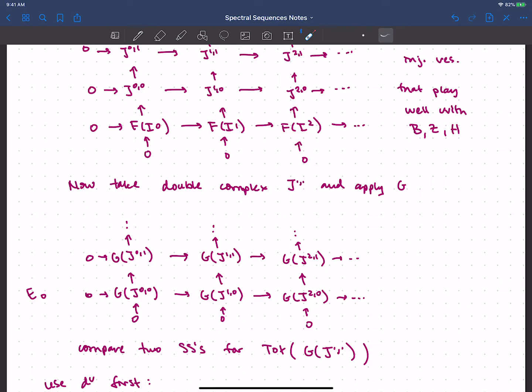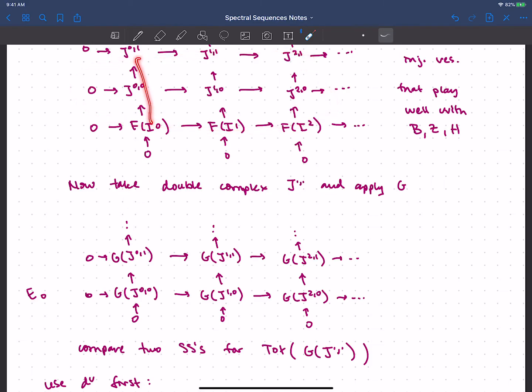So let me say again, if I go back to this complex, I look at the bottom line and I've got F applied to my injective resolution for A. And if I take homology with respect to that complex, just those horizontal differentials, I'm computing right-derived functors of F. Okay, now what did I do to build out this whole complex?